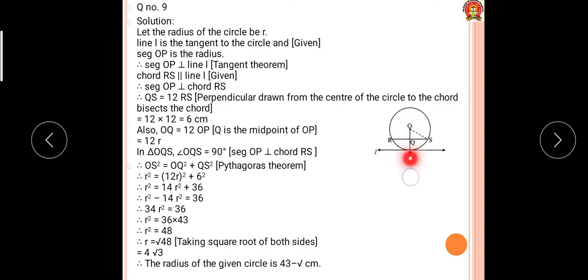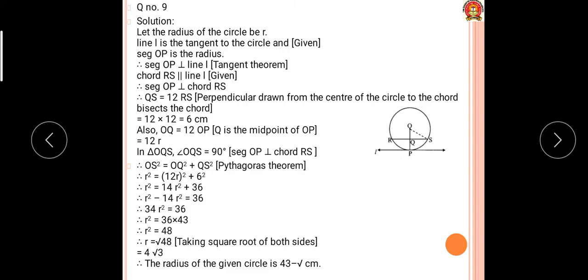What do we have to find? OP. Now what is given? Segment OP is perpendicular to the line L. Chord RS is parallel to line L. This is also given. Now OP is perpendicular to RS.